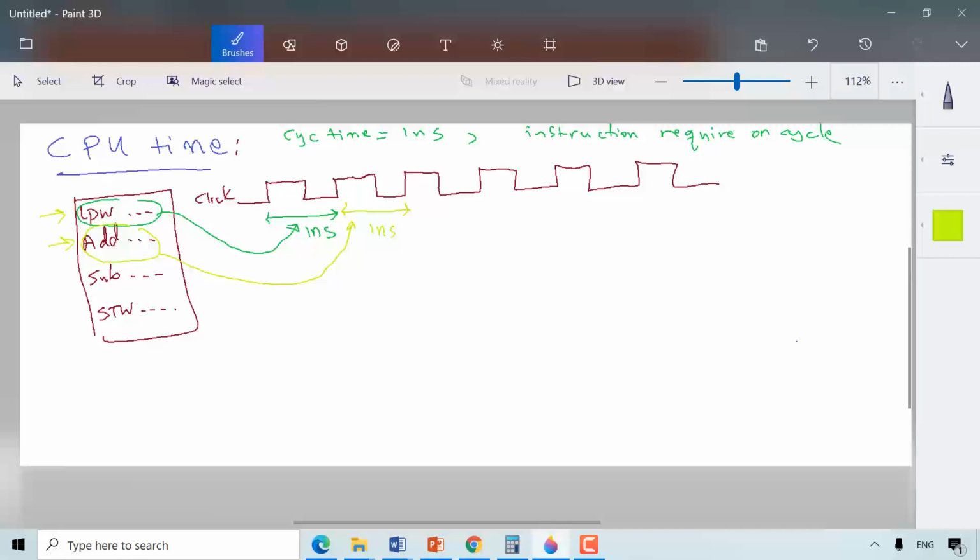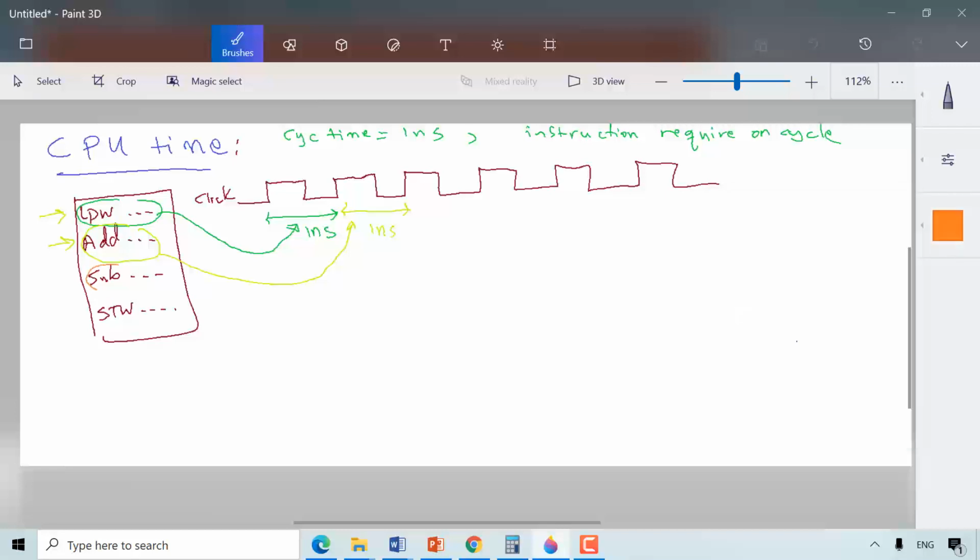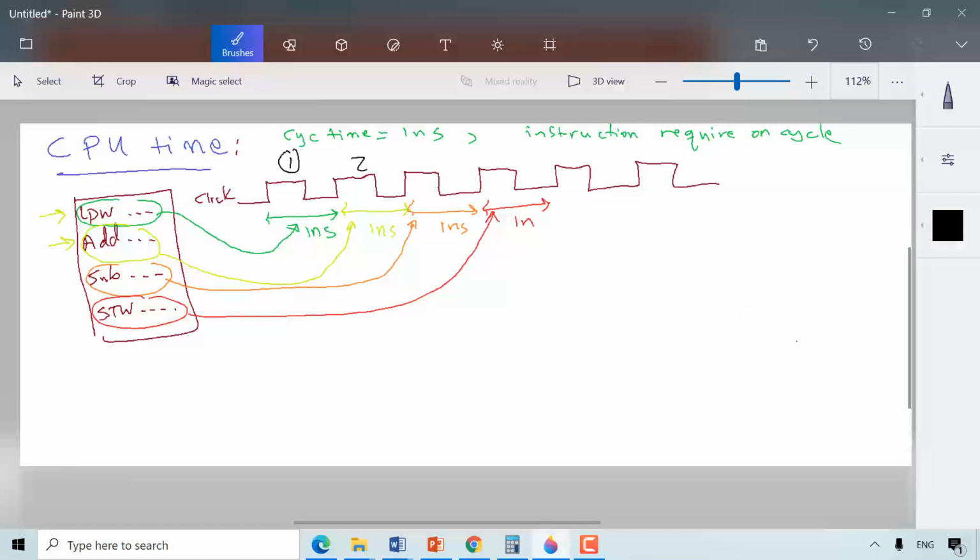Let's think about the third instruction, which is the subtract. It comes in and is executed during the third cycle, another 1 nanosecond. Now the last instruction, the store, is executed in 1 nanosecond in the fourth cycle. So you can see how many cycles I have: first, second, third, fourth. I needed 4 cycles to execute this program.